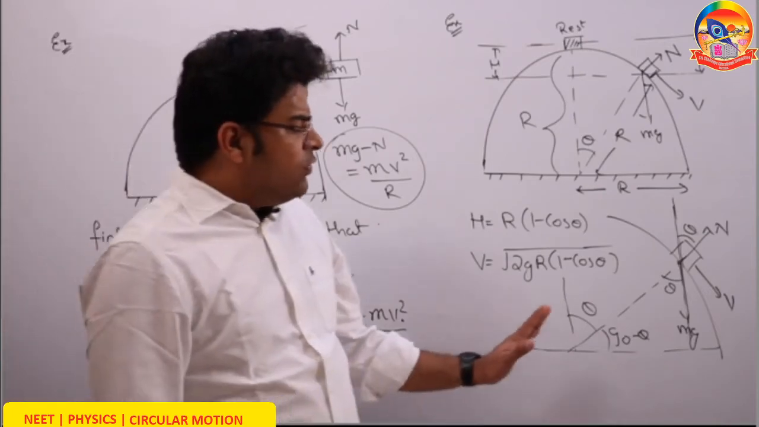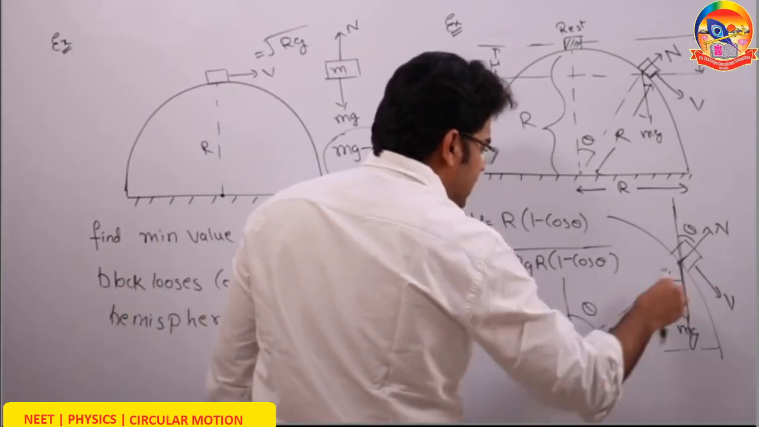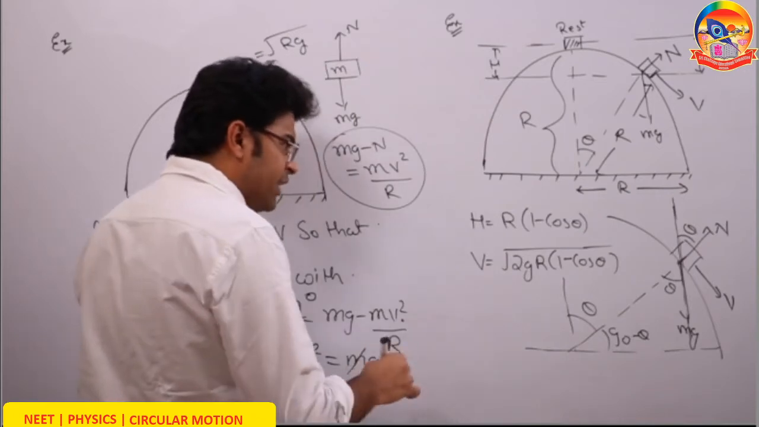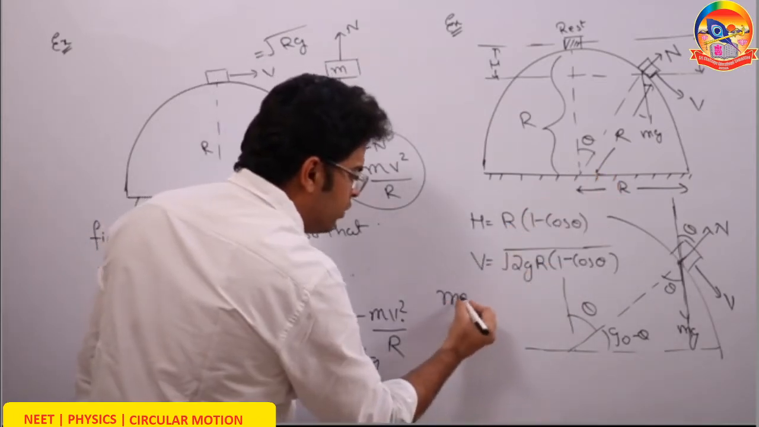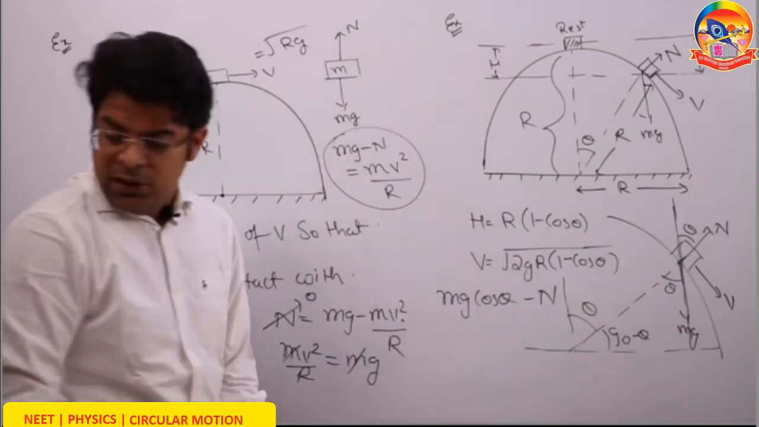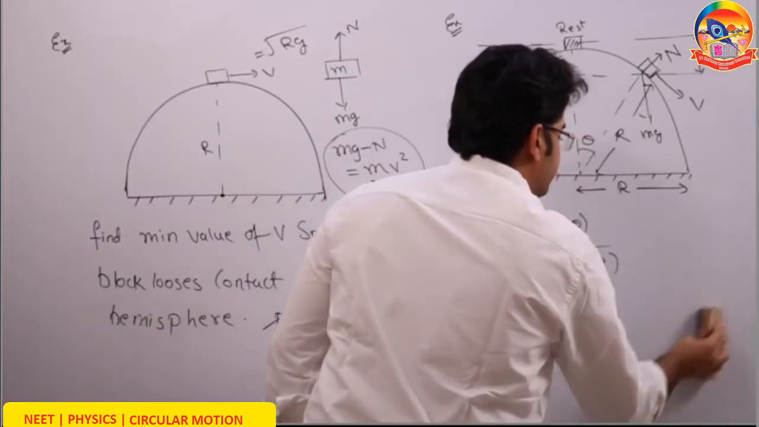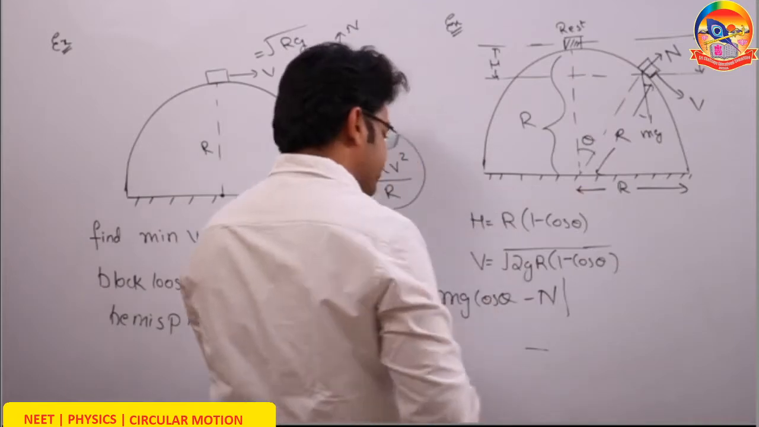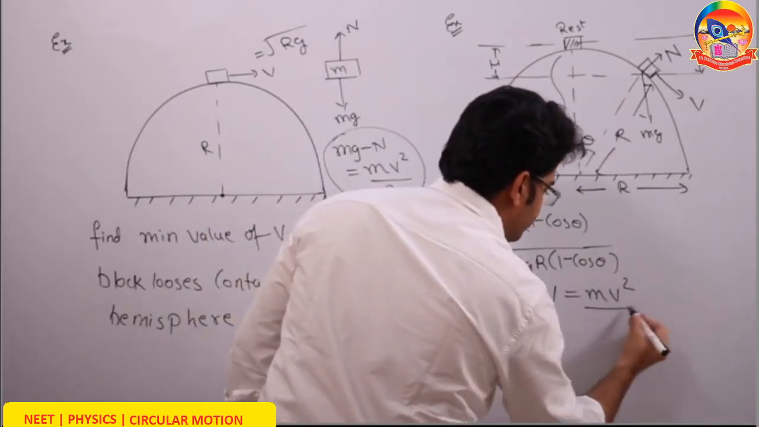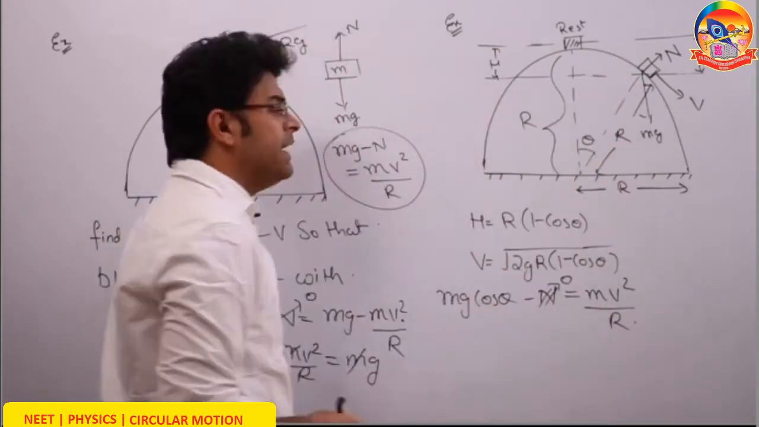Now the net force acting towards the center has to be equal to centripetal force. The component of force of gravity towards the center will be mg cos theta, and normal is outward. So you will write the second equation, the net force acting towards the center: mg cos theta minus N has to be equal to mv square by r. Okay, so mg cos theta minus N equals mv square by r. And kids, normal reaction has to be 0 because the block loses contact here.